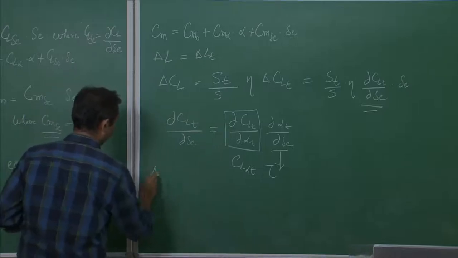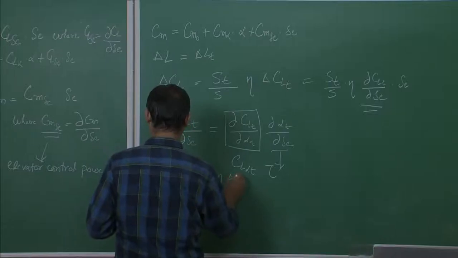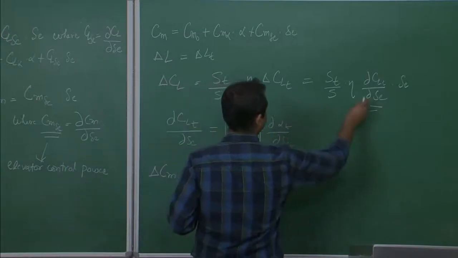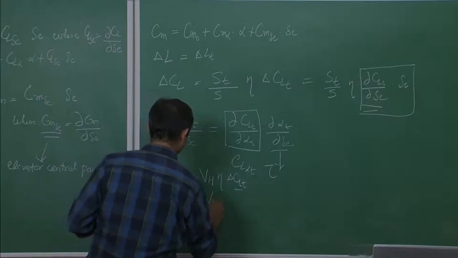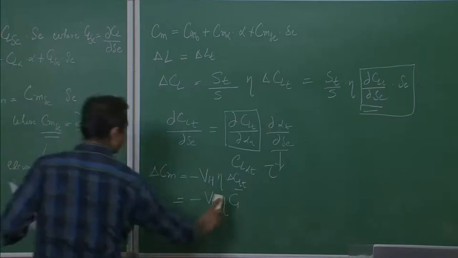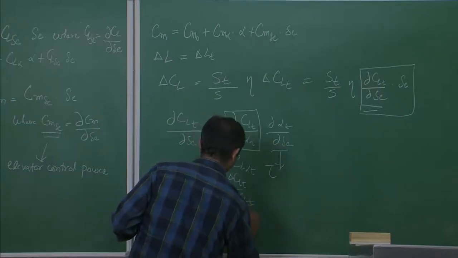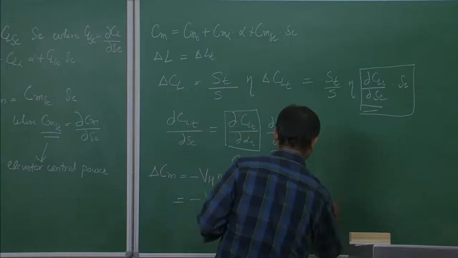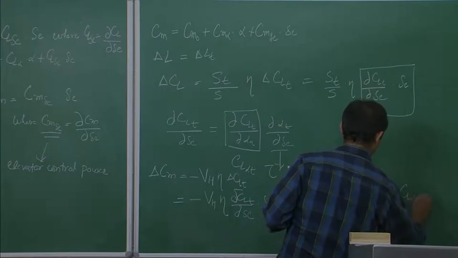Similarly, your increment in pitching moment coefficient is minus tail volume ratio VH, eta, into delta CLT. We have already seen the value of that term, so we will replace that term here, which equals minus VH eta dCLT by d delta E into delta E, which will give me Cm delta E equals minus VH eta CL alpha T into tau.